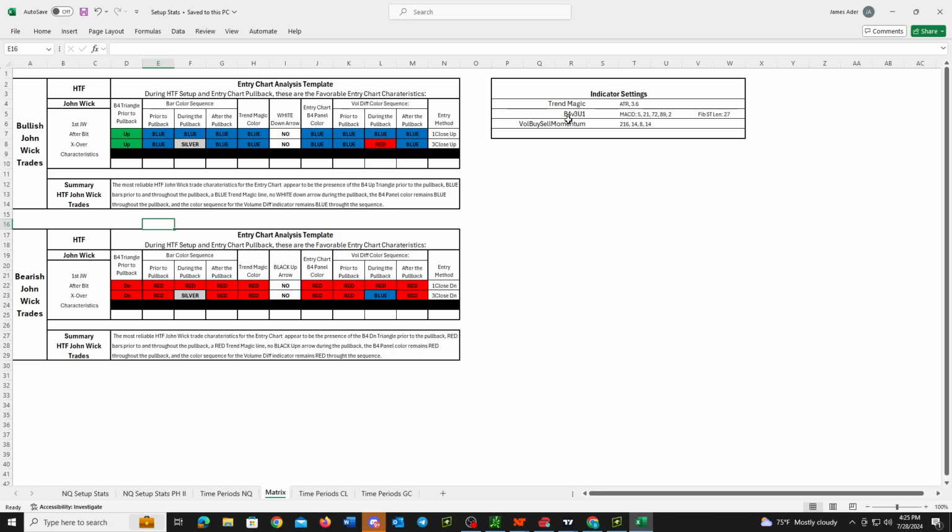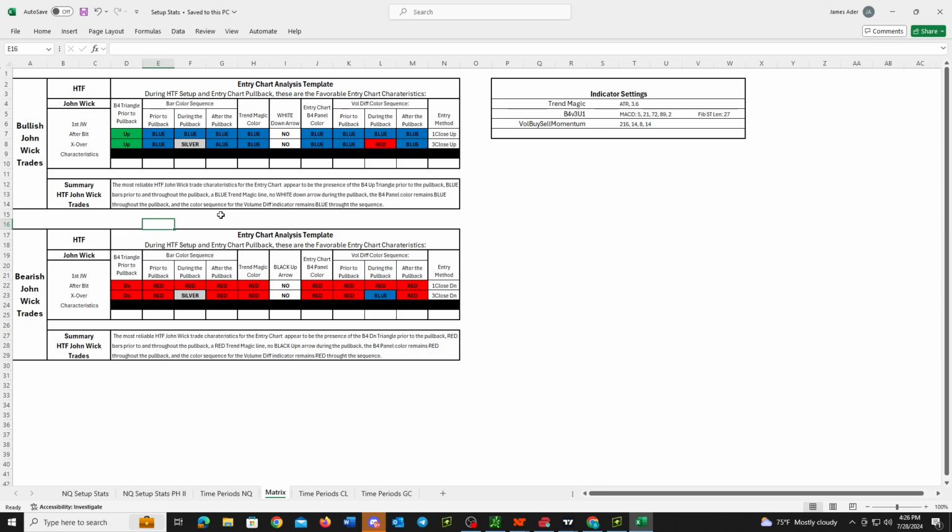The indicator settings for the things that are important here: I'm not going to go through all the codes I have for Optimus to color everything. If you want to replicate this, you can do that with a non-markers version. The trend magic center line is set for an ATR of 3.6. The B4 V3 U1 is MACD set to 5, 21, 72, 89, and 2. The fib super trend length is set to 27. The volume buy sell momentum indicator is set to 216, and the rest are defaults, 14, 8, 14. I'll make the volume buy sell momentum indicator available inside of my indicator channel in the room as well.